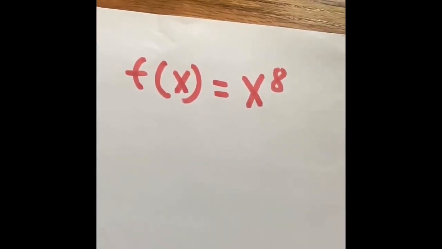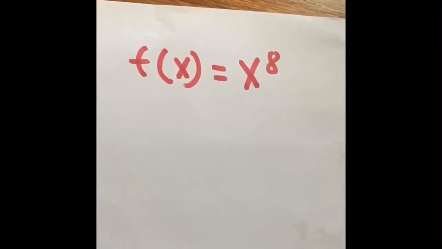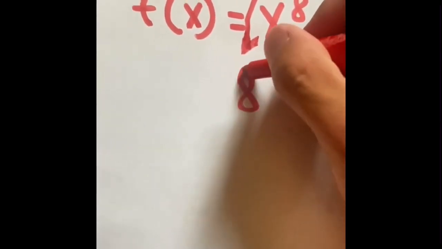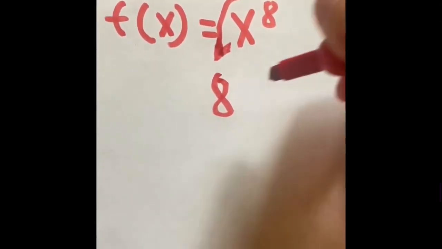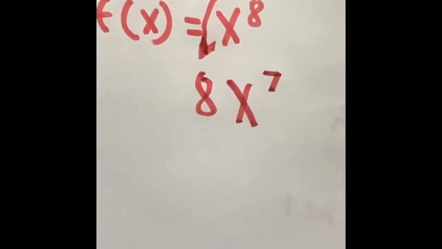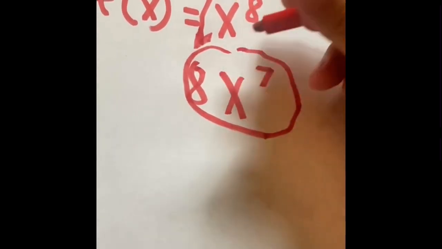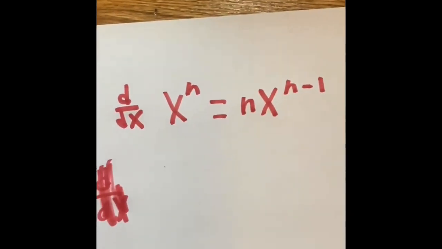Let's use an example. We have f of x equals x to the power of 8. We're going to move that 8 down and put it right here in front as 8. But we have to lower the exponent by 1 level. So we have 8x to the 7th power instead. So right here is the derivative of x to the power of 8. What we just did is plug it easily into the formula.